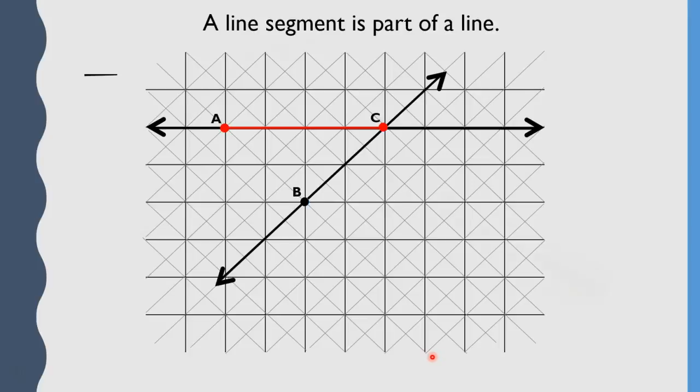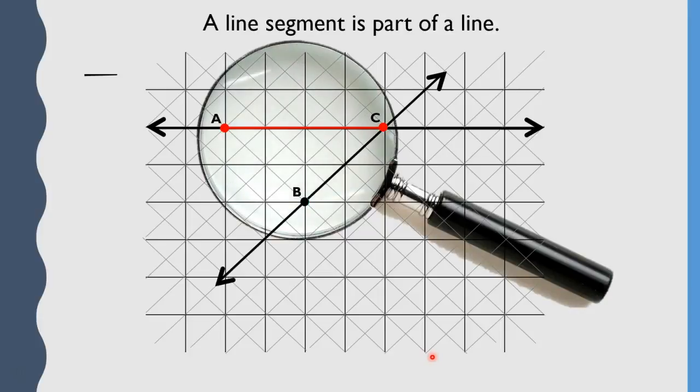Okay, so if we just zoom in on that part, you're going to notice that a line segment is part of a line. You can see the line here. But when we're talking about a specific line segment, we're going to zoom in to just this part, and we're only referring to this part. And you see how they have a point at both ends. And those points, since they're at the ends, are called endpoints.